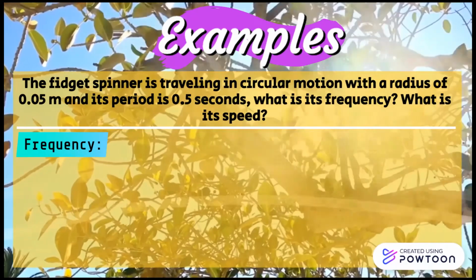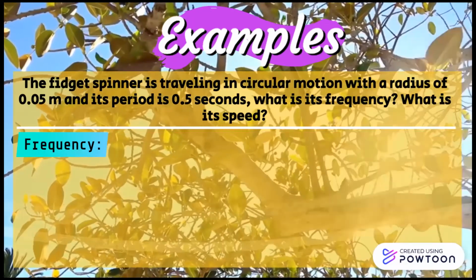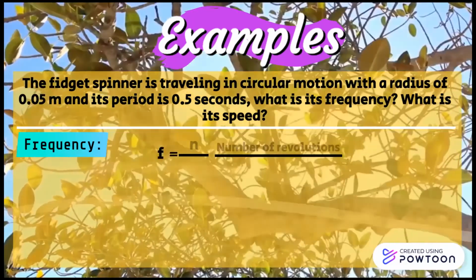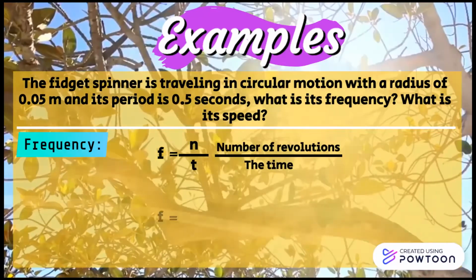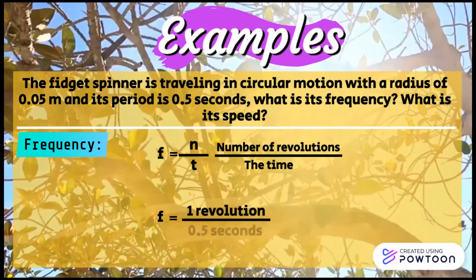To find the frequency, we must take into account the formula. Frequency equals the number of revolutions over the time. So it is frequency equals 1 revolution over 0.5 seconds. If we divide 1 by 0.5, the result is 2 Hz. That will be the frequency.